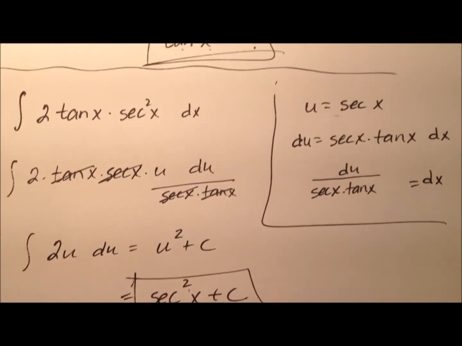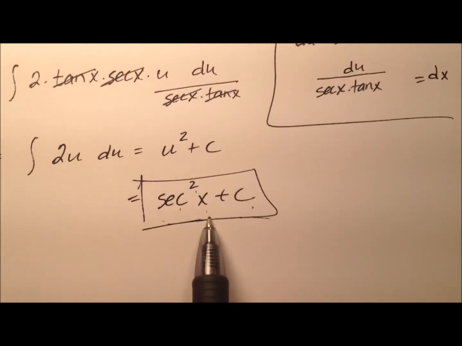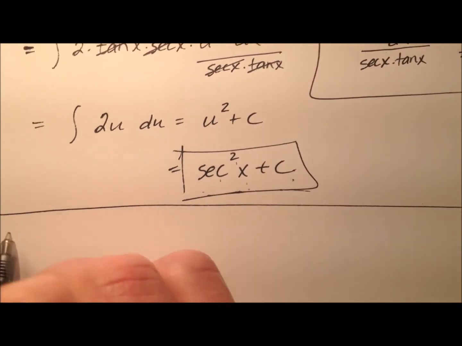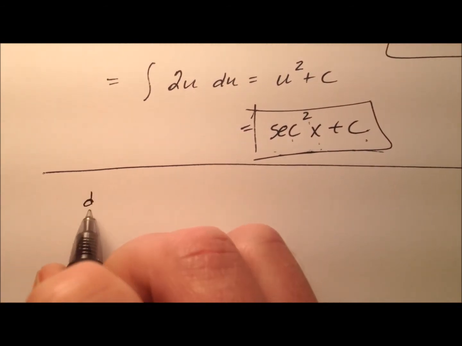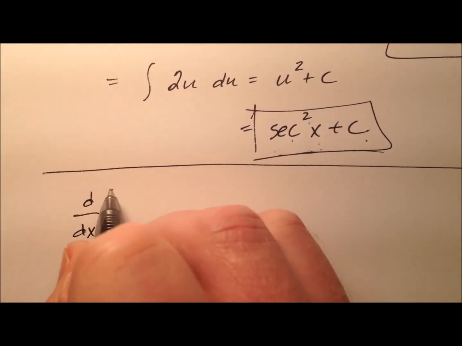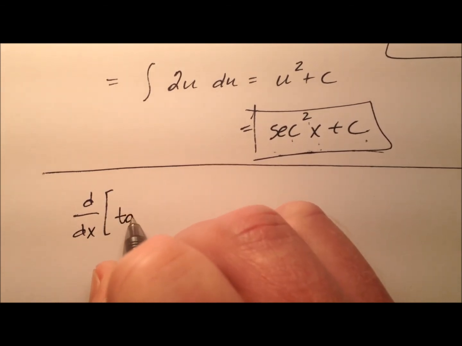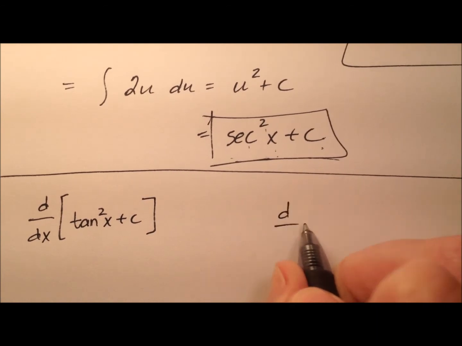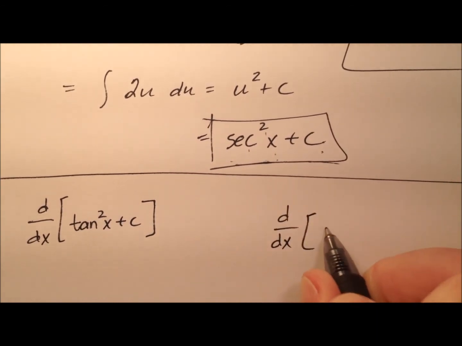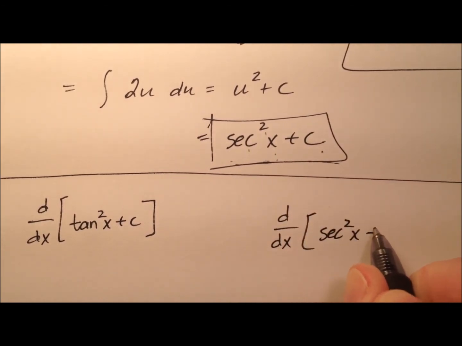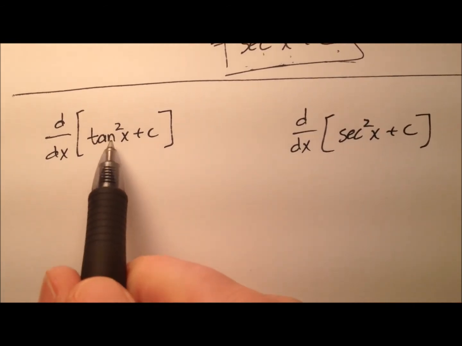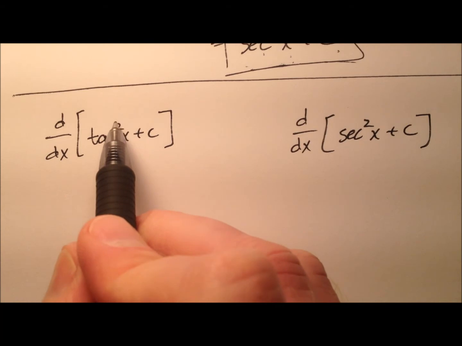Well, how can that be the case? The tangent squared and the secant squared are not the same things. Well, let's differentiate both of those. So we're going to differentiate tangent squared x plus c, and we're going to differentiate secant squared x plus c. And I think we'll see some nice things. Both will have to use the chain rule. So let's go ahead and do this.